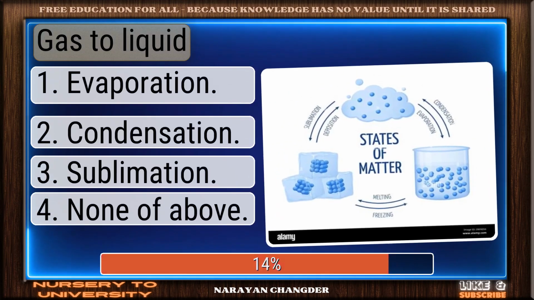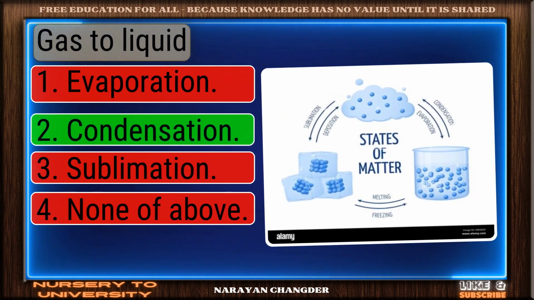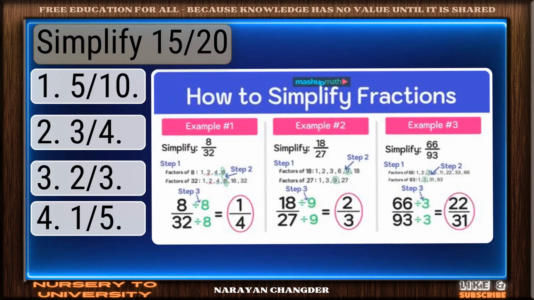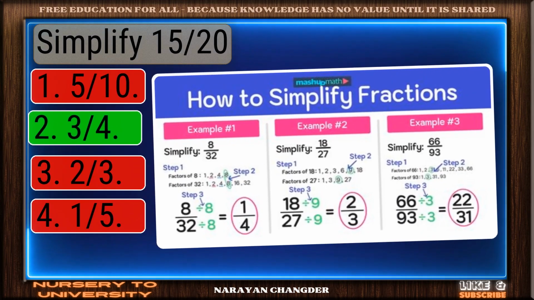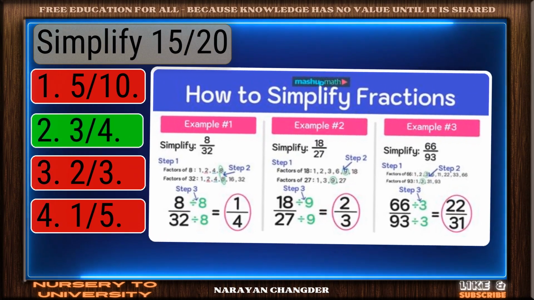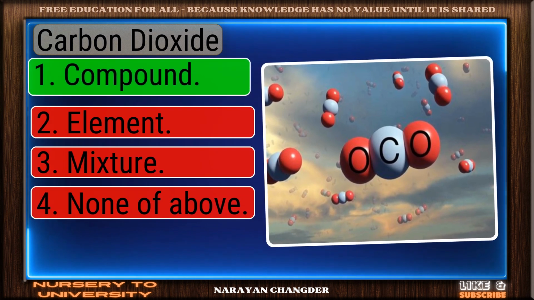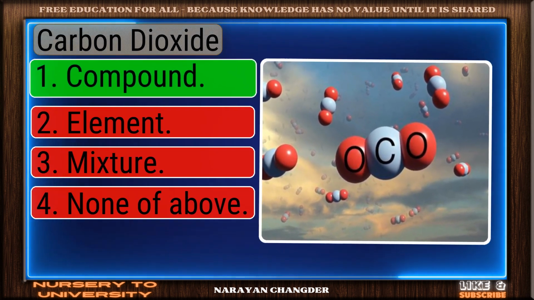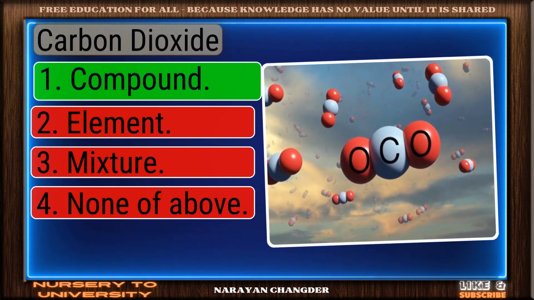Gas to liquid. Correct. Condensation is the right answer. Simplify 5π/20? Correct response. 3π/4 is the most accurate answer. Carbon dioxide? Clear logic. Your choice compound is sound and 100% true.